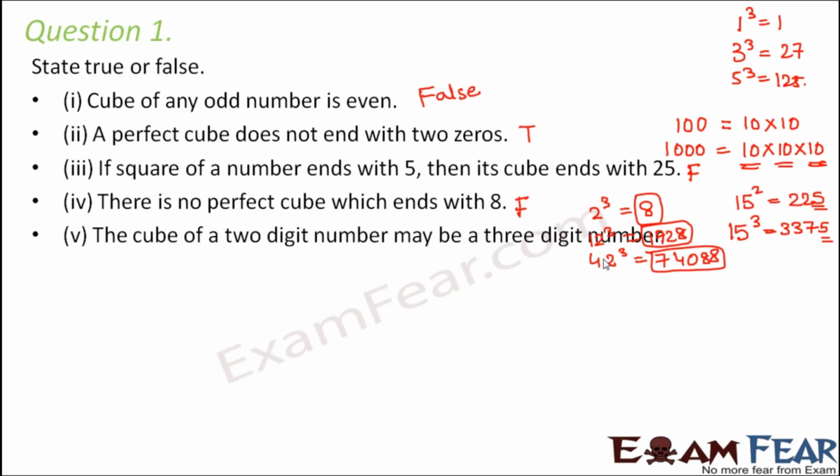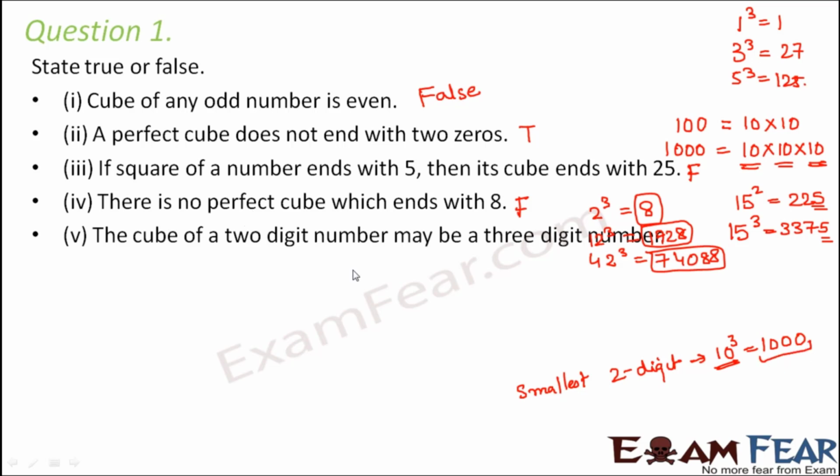Okay, so let's talk about the 2-digit number. Which is the smallest 2-digit number that you know? The smallest 2-digit number is 10. So when you cube 10, how much do you get? 10 into 10 into 10, that is 1000. So even for the smallest 2-digit number, its cube is a 4-digit number.